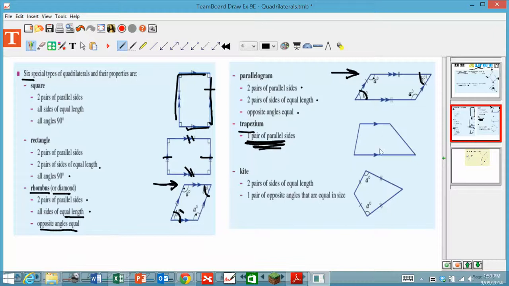Then you've got a trapezium, which has just one pair of parallel lines. It's all it's got, one pair of parallel lines, and these other sides are just in there for the ride, I suppose. They just make up the shape, but they're one pair of parallel lines.